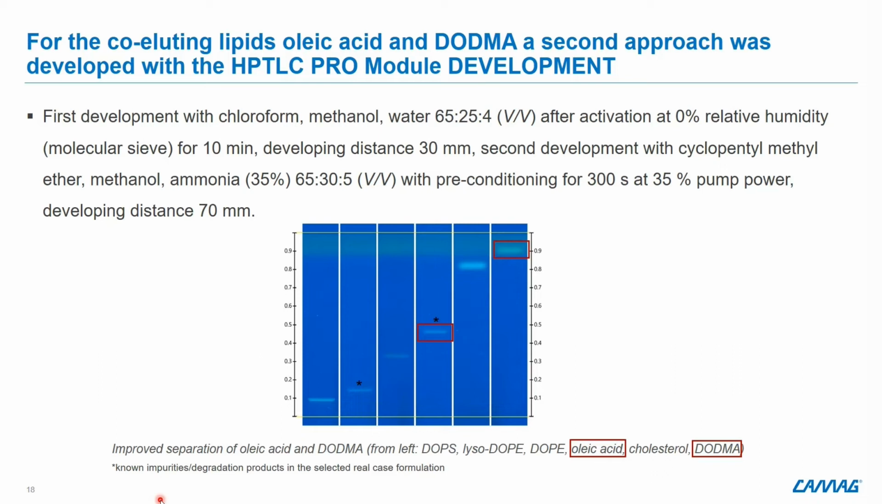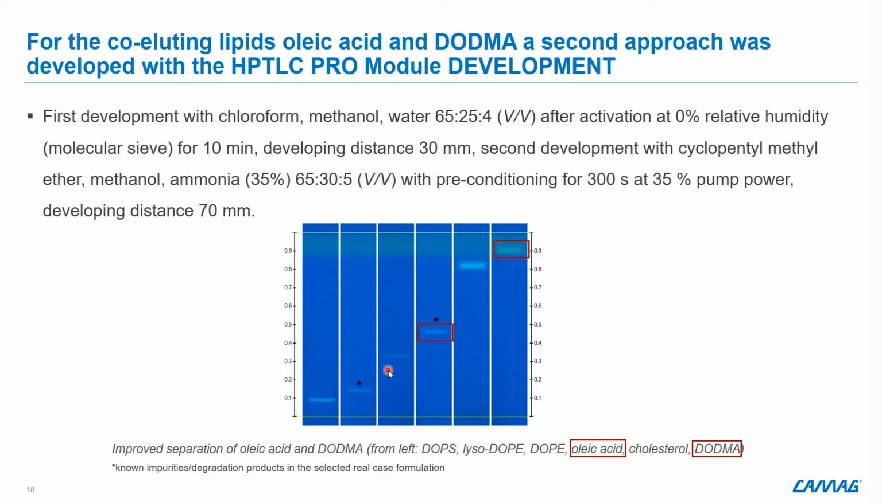After discussion with the manufacturer, a second approach was developed which allows to separate the known impurities or degradation products within the formulation. The oleic acid is not sufficiently separated by one-step separation; it's here on top. So in this case, a rapid 2-step development is done in the module development, which increases the total runtime just about 5 minutes per plate.